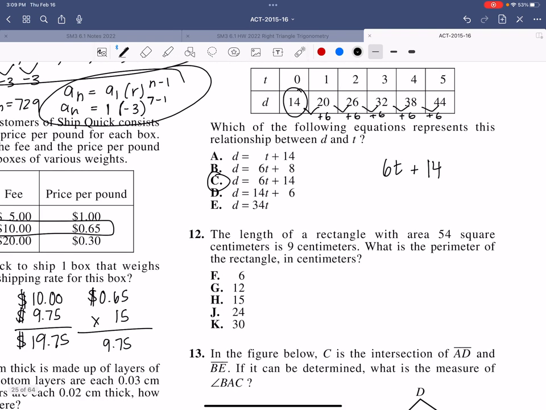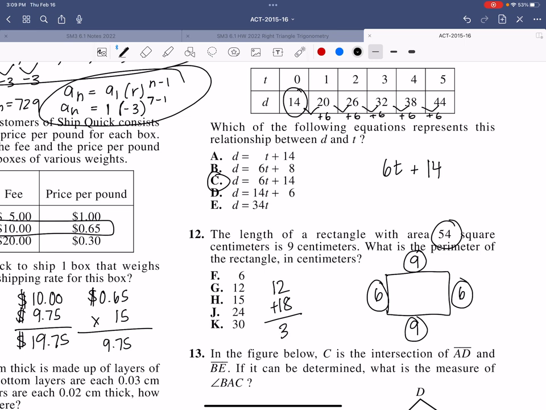And the last one, the length of the rectangle with area 54 is 9. So I drew a rectangle, said, okay, if the area is 54 and the length is 9, that means the width has to be 6, because that's what's going to multiply to give me 54. Now it wants to know what the perimeter is. So this is 6 and this is 9. If I added the perimeter together, that would be 12 plus 18, and I would end up with 30 as my answer. Okay. All right, go ahead and put that away.